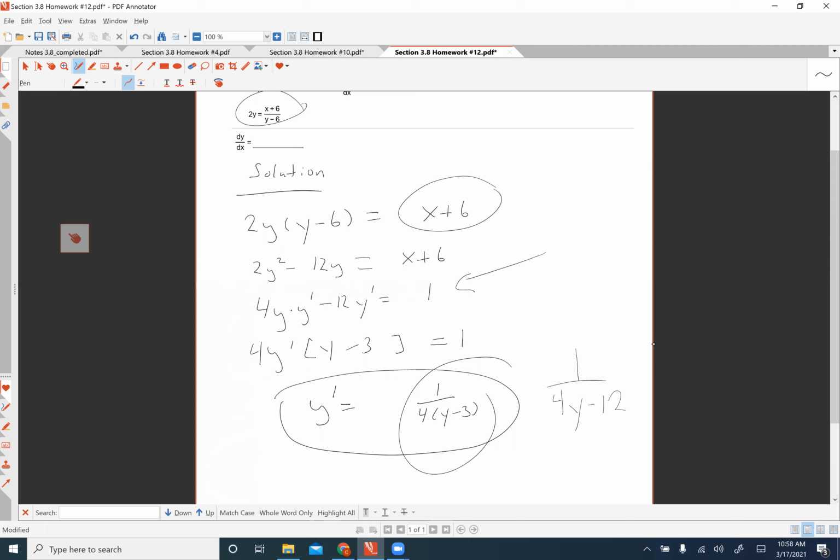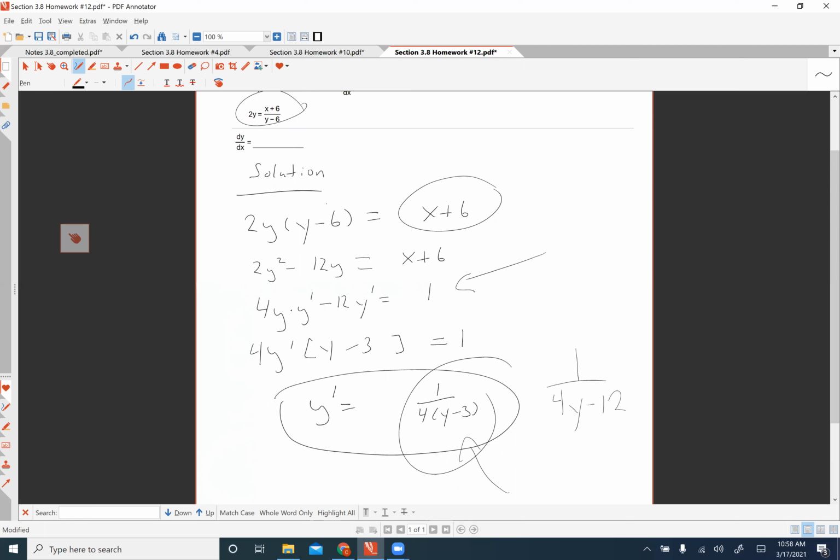Okay, so that's another way of writing it. So yeah, you solve for y'. I think either is a decent solution, the one I wrote, 1 over 4 times y minus 3, or 1 over 4y minus 12. But once again, here's a trick right here, multiplying each side by y minus 6. But once you do that, there really aren't a lot of steps to it.